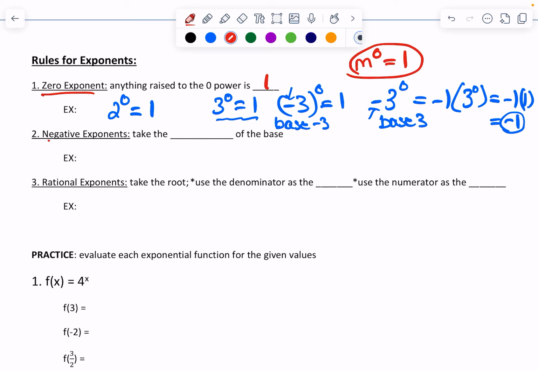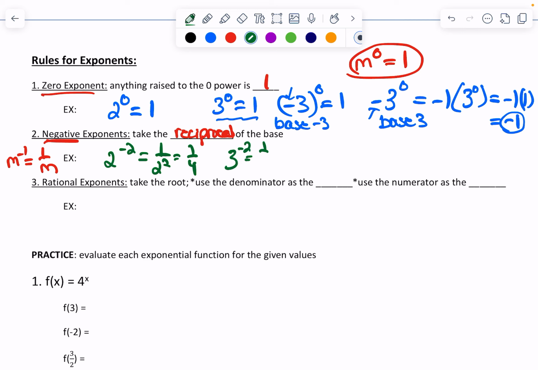Next is negative exponents. Take the reciprocal of the base. So m to the power of negative 1 is the same thing as 1 over m. Let's look at some examples. 2 to the power of negative 2 is going to be 1 over 2 squared, which is 1/4. 3 to the power of negative 2 is going to be 1 over 3 squared, which is 1/9.